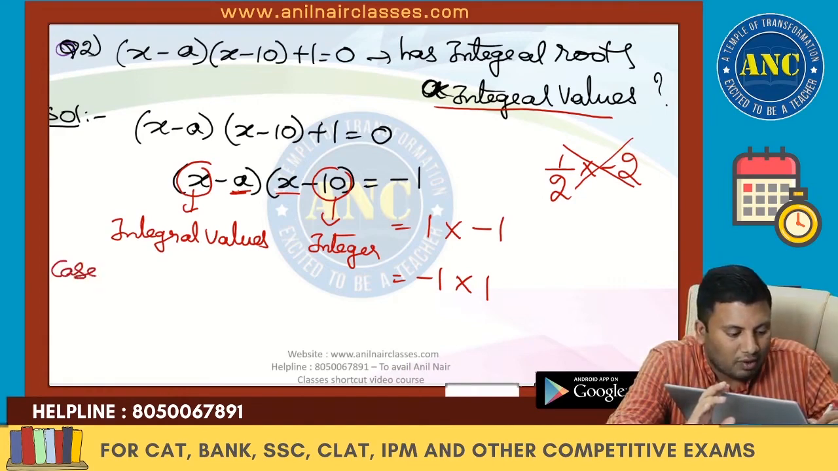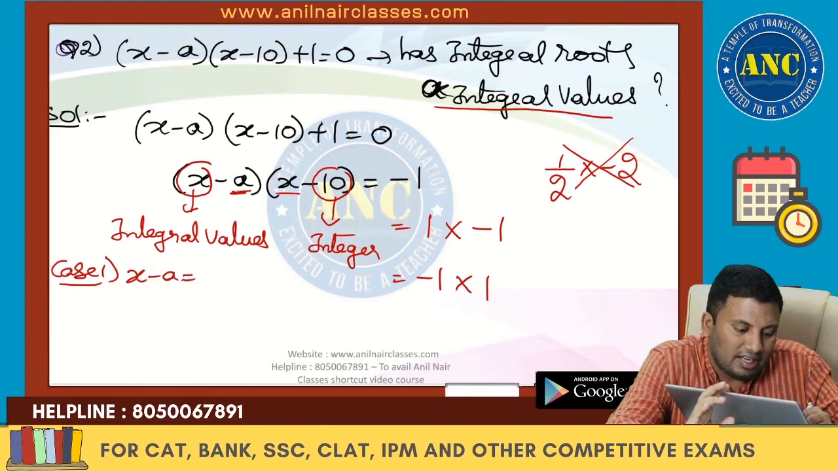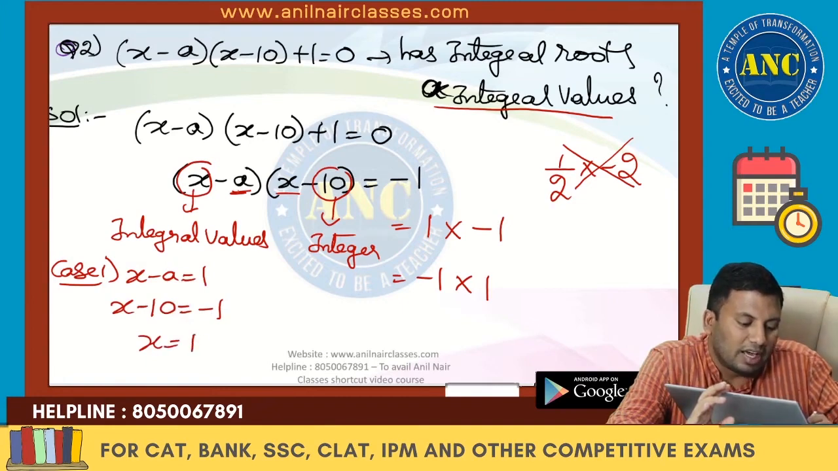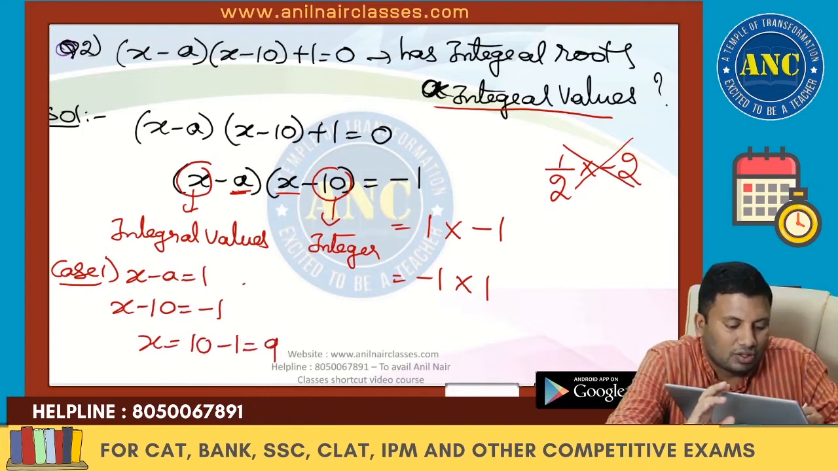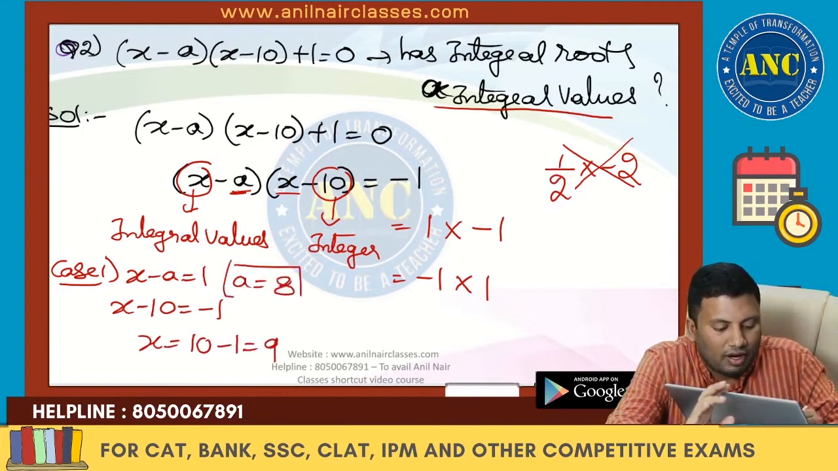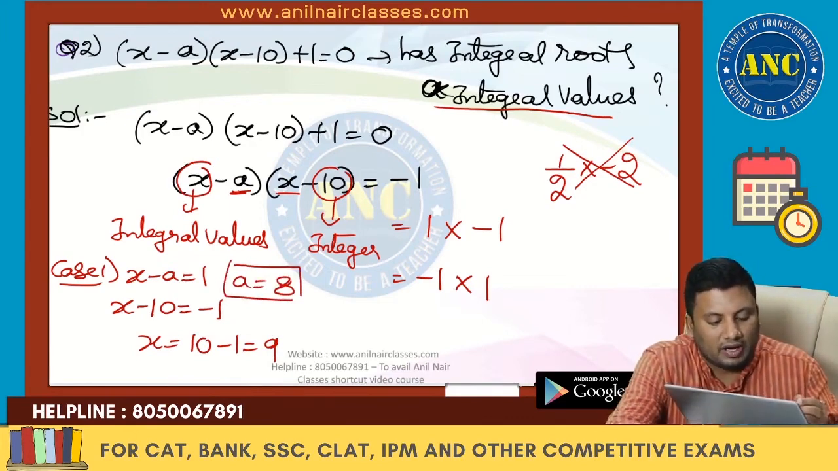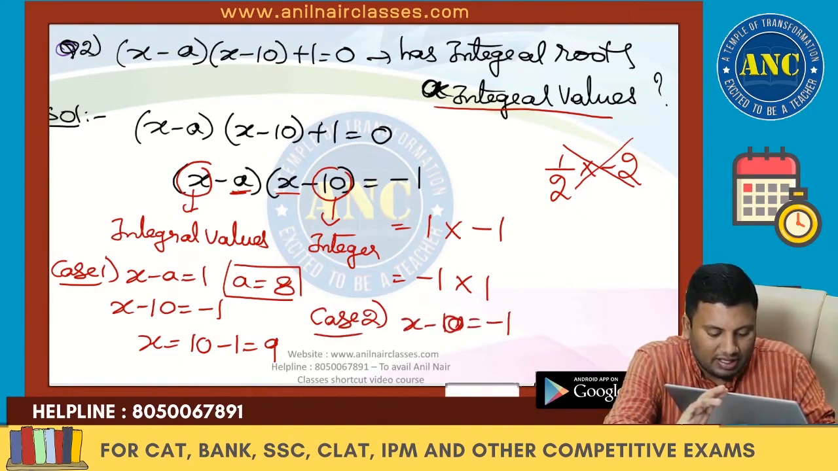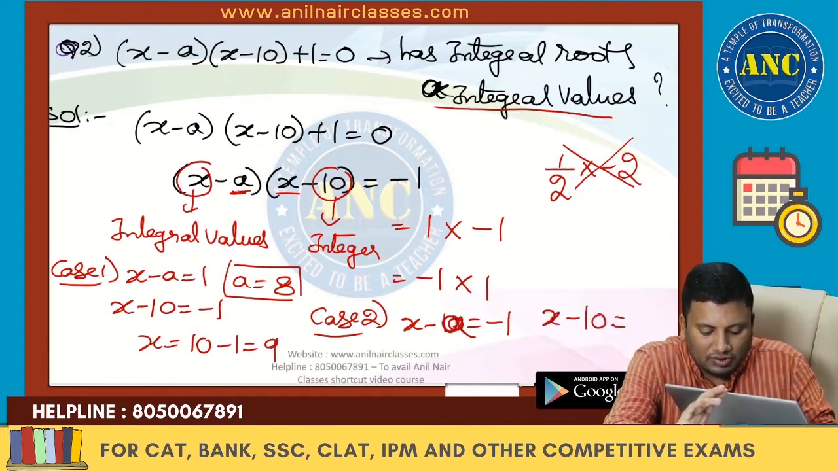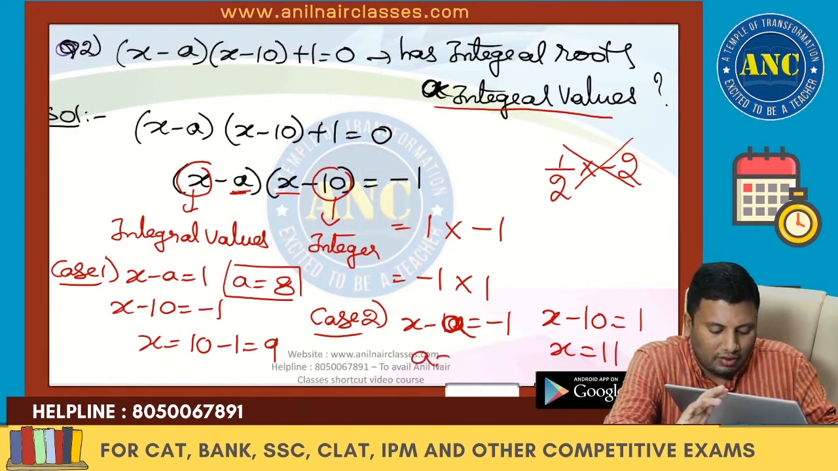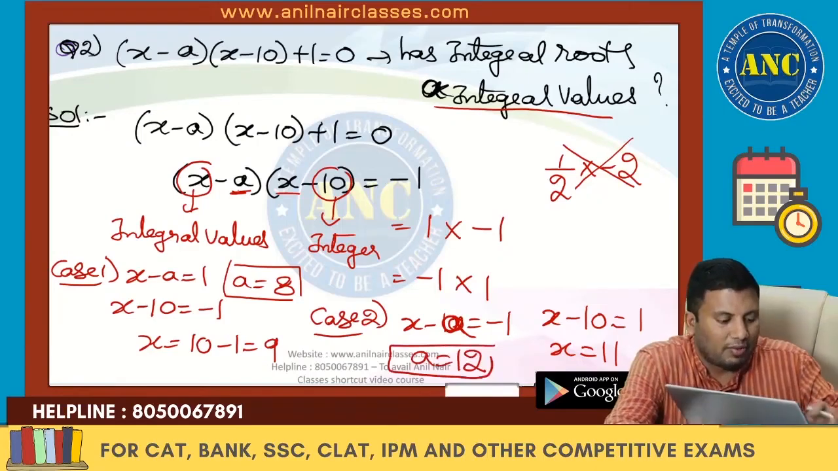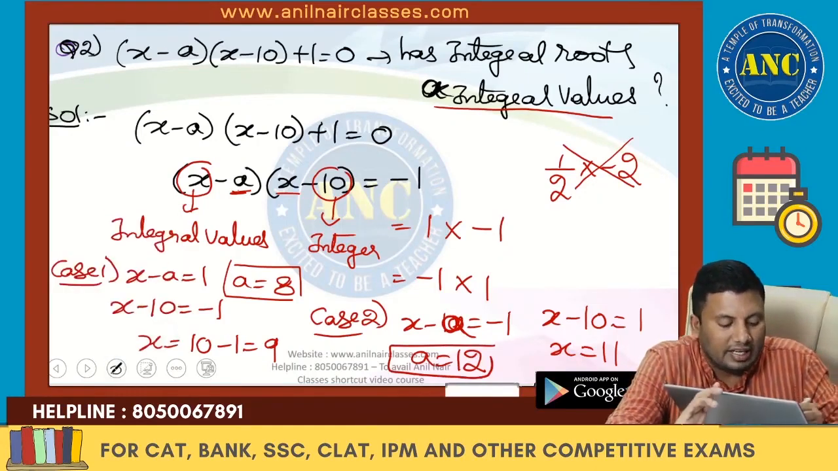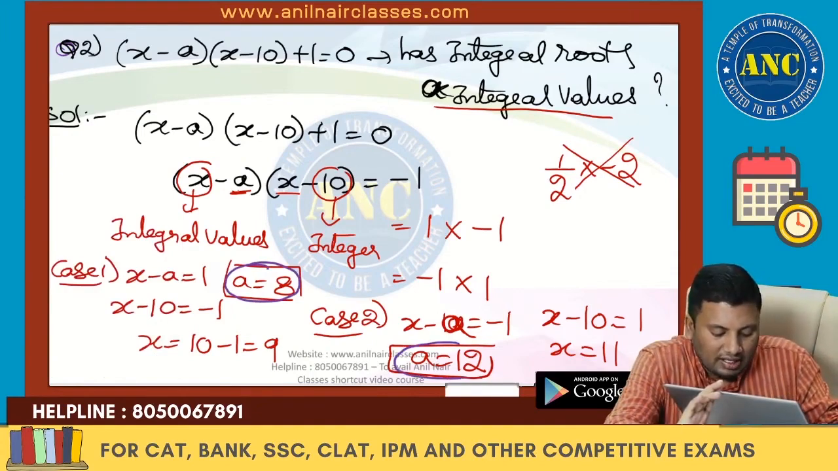Case number 1. If x minus a is 1, x minus 10 will become minus 1. x minus 10 is minus 1, so x will become 10 minus 1, which is 9. So a will have the value 8. That is one value we got. Case number 2. If x minus a is minus 1, x minus 10 is 1, so x is 11. So a is nothing but 12. So the values of a which are integers and satisfy this question are a is 8 and a is 12.